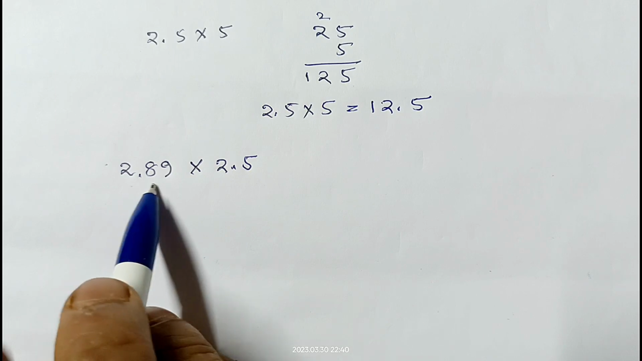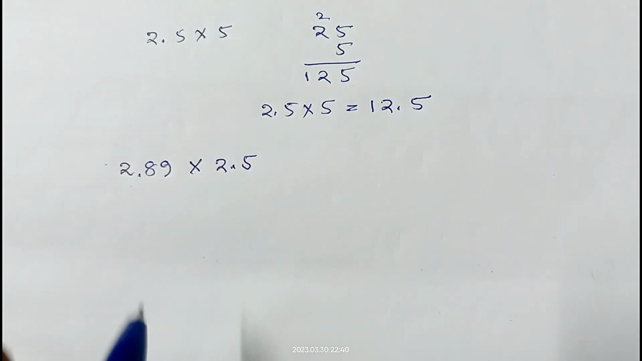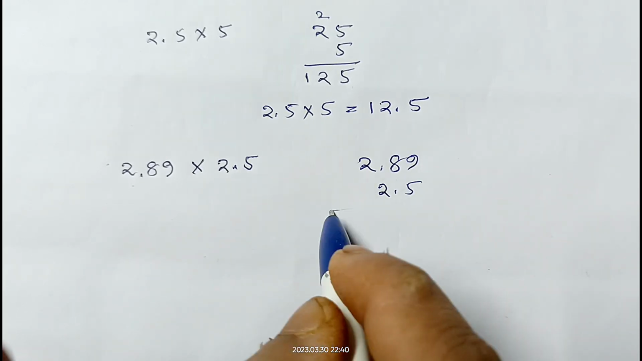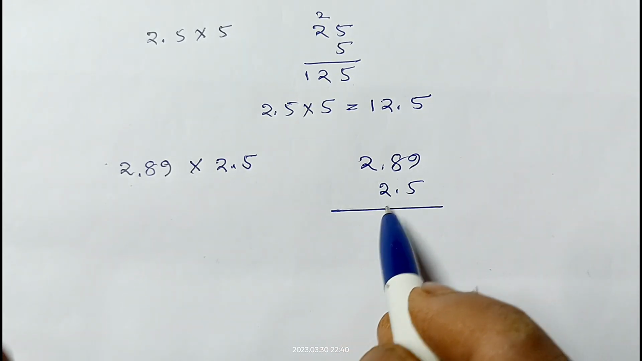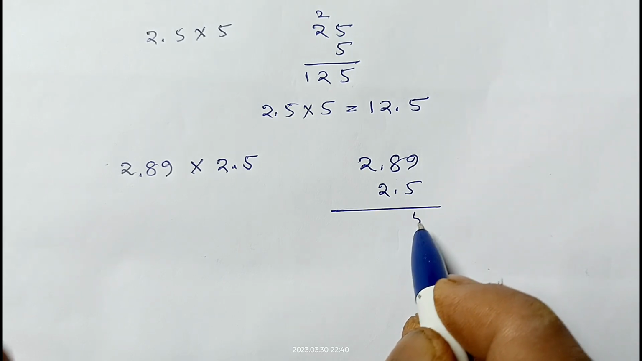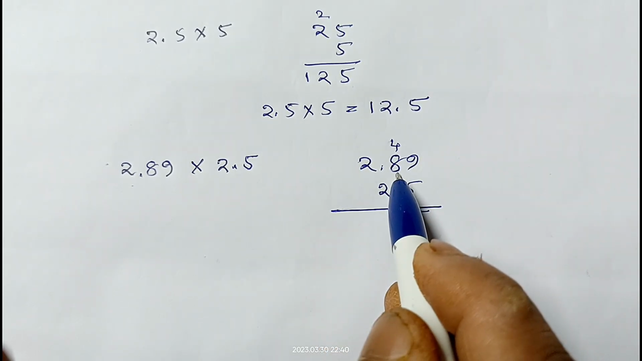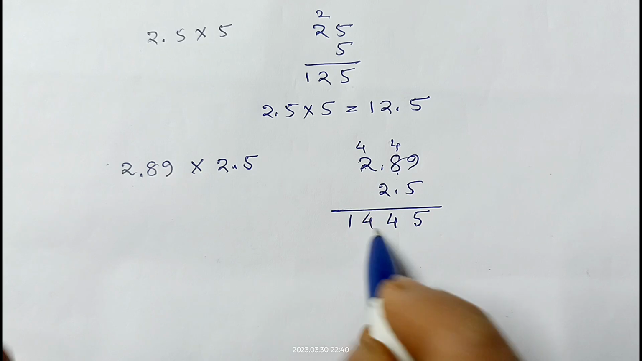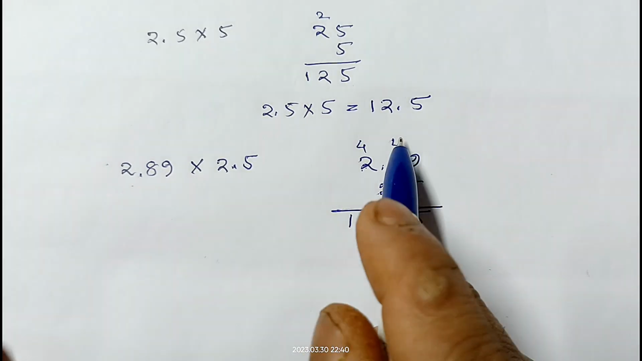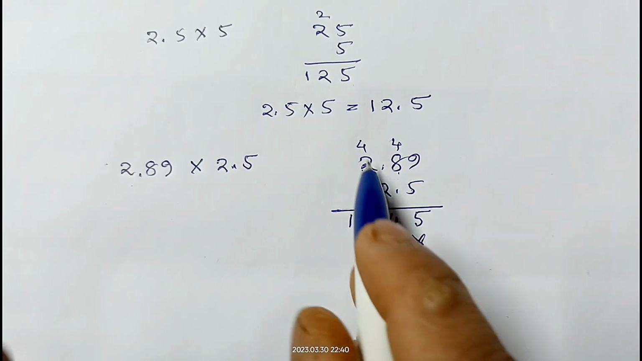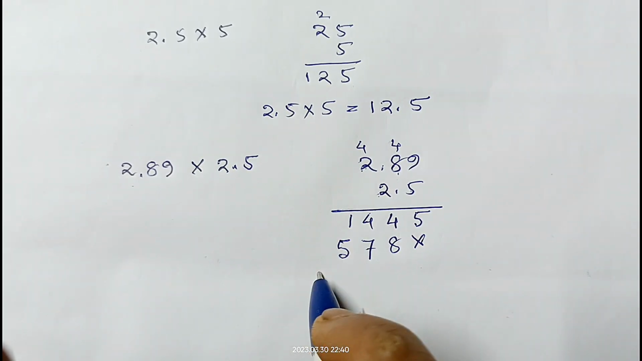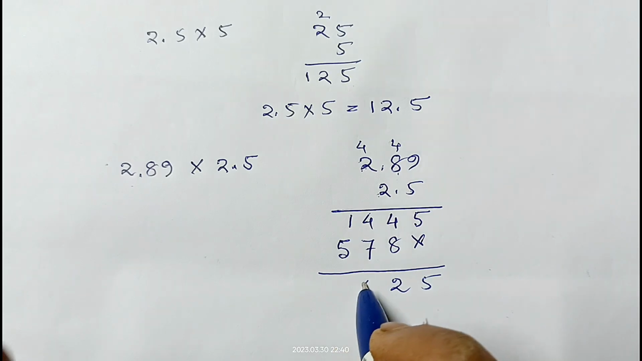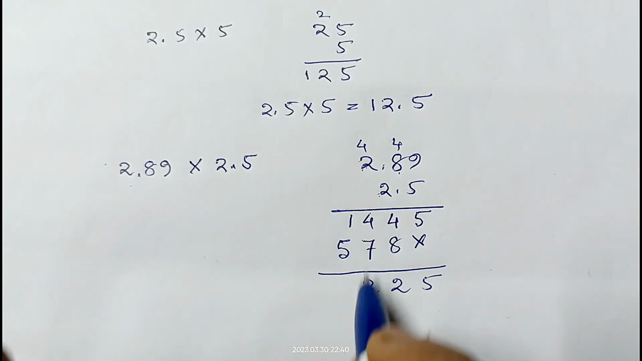So we can write 2.5 when multiplied by 5, it will become 12.5. Suppose I have taken one number 2.89 and we want to multiply it by 2.5. Here also, forget about the decimals, just normal multiplication. 5 nines are 45, carry 4, 5 eights are 40, plus 4, 44, carry 4, 5 twos are 10, 10 plus 4, 14. Into 9: 2 nines are 18, carry 1, 8 twos are 16 plus 1, 17, carry 1, 2 twos are 4 plus 1, 5. So it will be 5, 8 plus 4, 12, carry 1, 7 plus 4, 11, plus 1, 12, carry 1, 5 plus 1, 6, plus 1, 7.